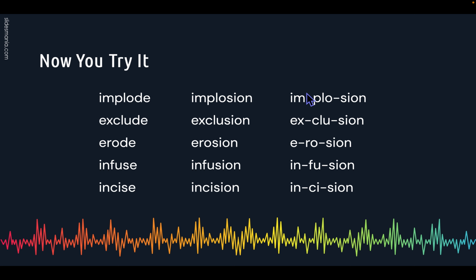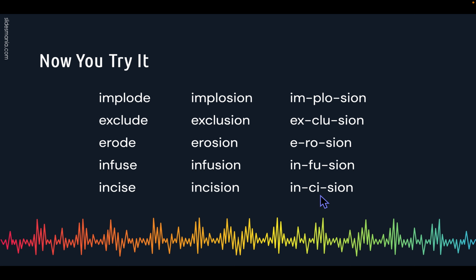All right, we have the prefix im, so we split here. We split before our suffix, implosion. Split after the prefix, before the suffix, exclusion. After a vowel, before a single consonant, and before a suffix, erosion. After a prefix, before the suffix, infusion. After a prefix, before a suffix, incision.